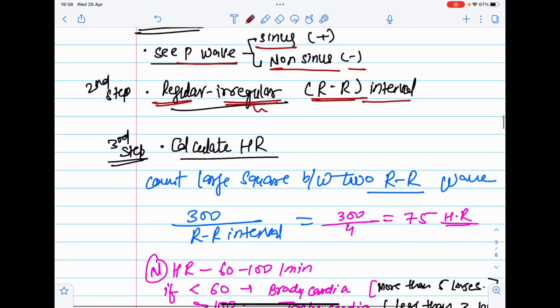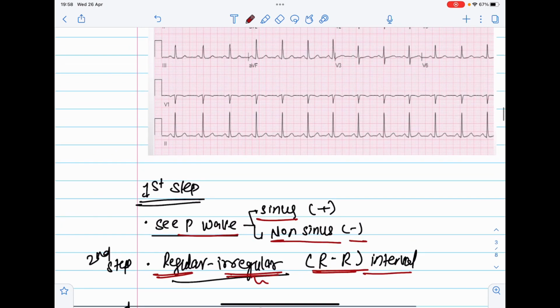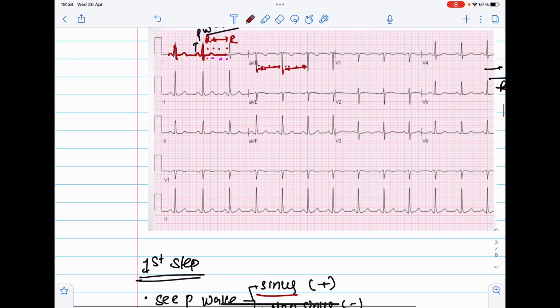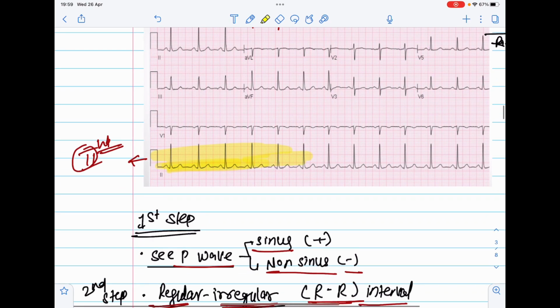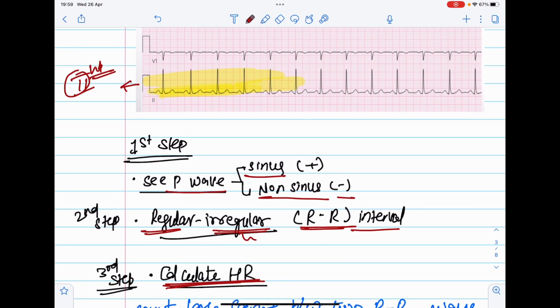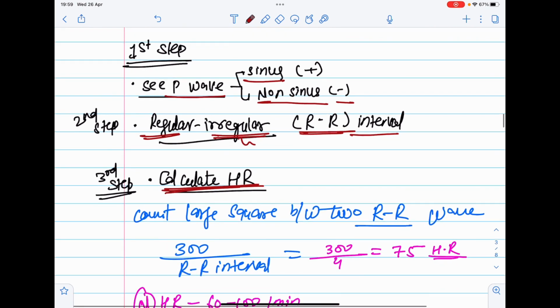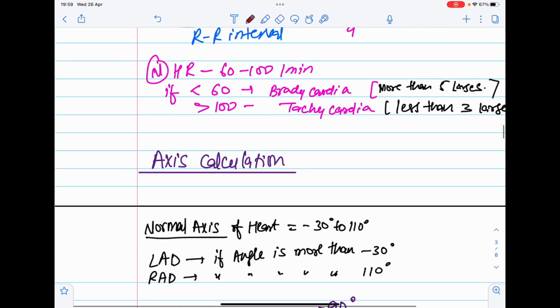Second step done. Then the third step is to calculate the heart rate. How are we calculating heart rate? In every ECG you will see all the leads, and down below there will always be the second lead. And from the second lead only we calculate the heart rate, not seeing all but the second lead. This is the lead where we see the heart rate, and this lead is known as the rhythm lead. The second lead is also known as the rhythm lead. In the second lead we will go and see the heart rate.